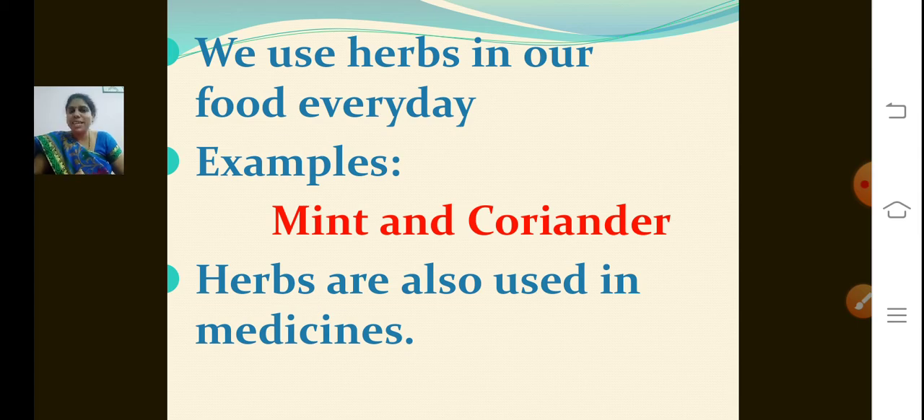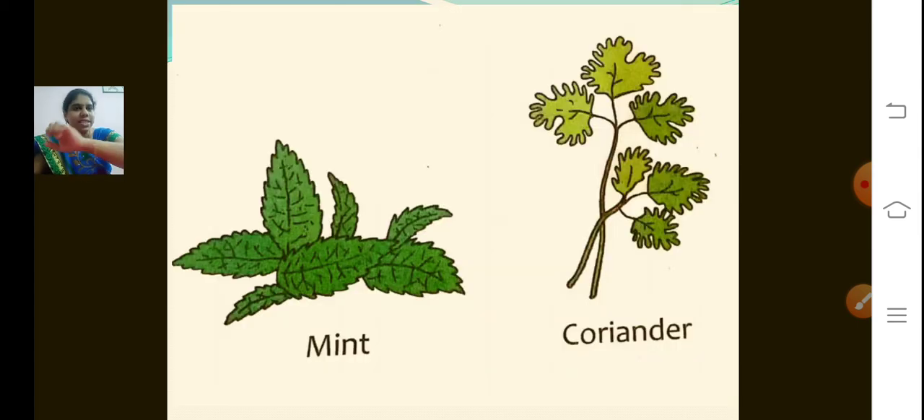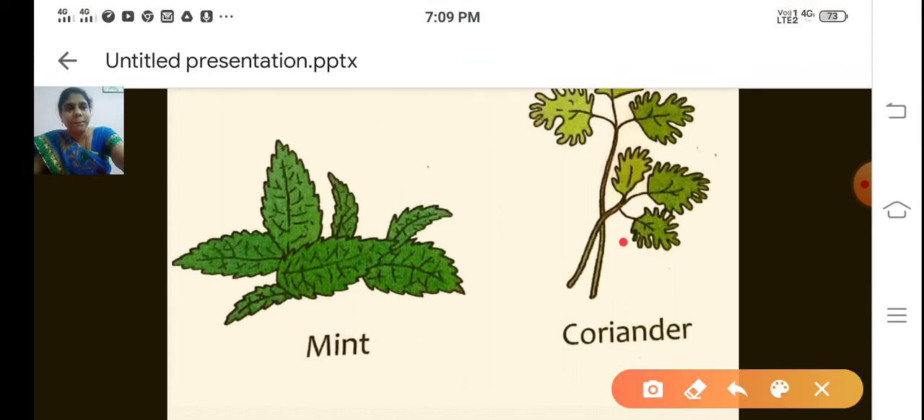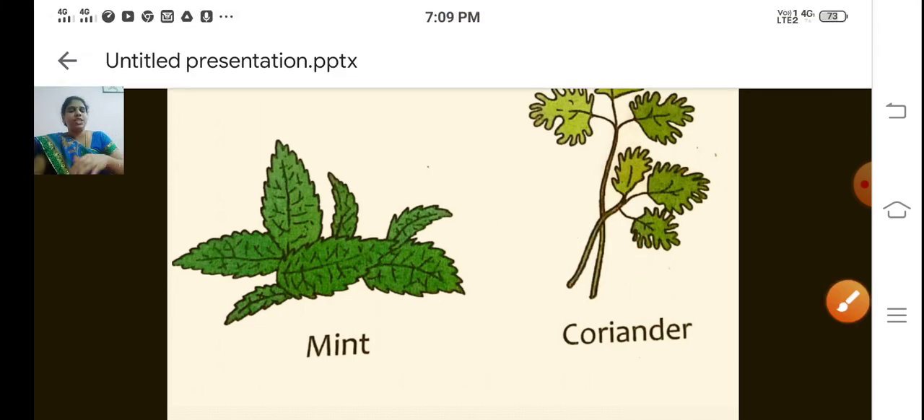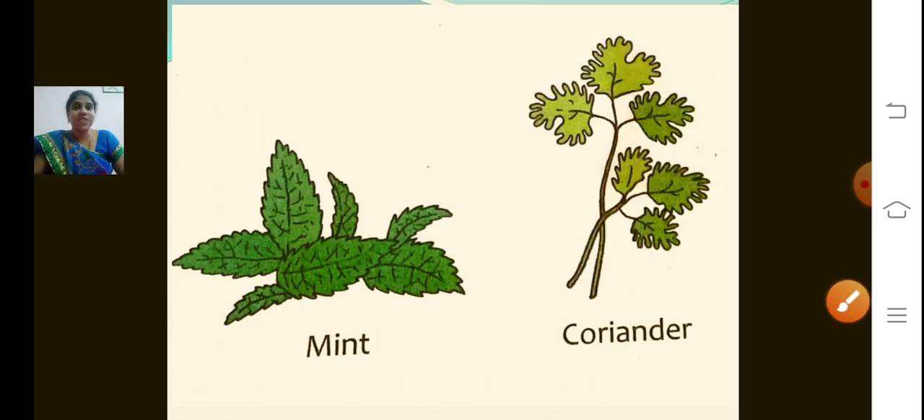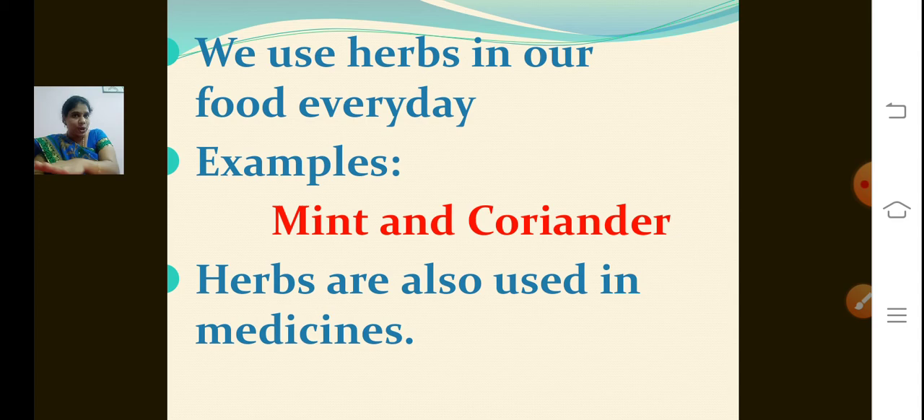Example, mint and coriander. Just see this. See how the stem is? Very soft, right? So this is also a small plant, but the stem is very soft. That is called herbs. It will grow close to the ground. We use herbs in our food every day, right? Coriander we use daily.